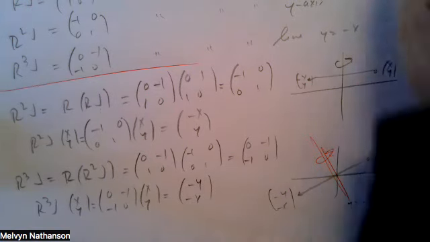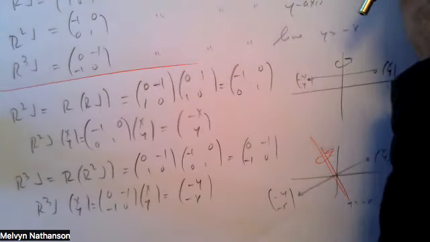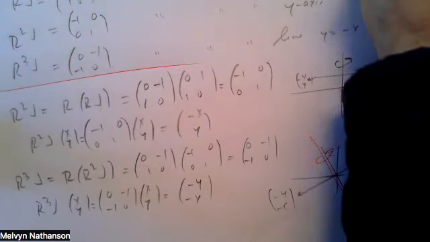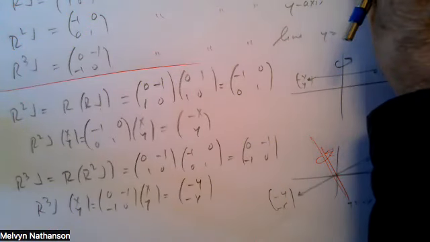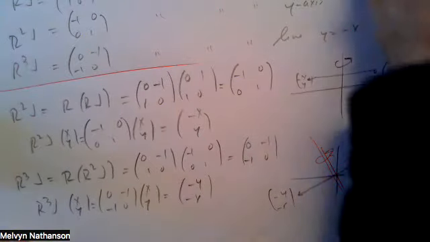So I've calculated 4 matrices and then another 4 matrices. We have rotation by pi over 2 radians. So we have r squared, r cubed, and the identity. And then each of those times the reflection j. And we end up with 8 matrices.